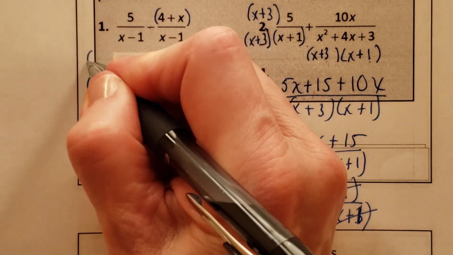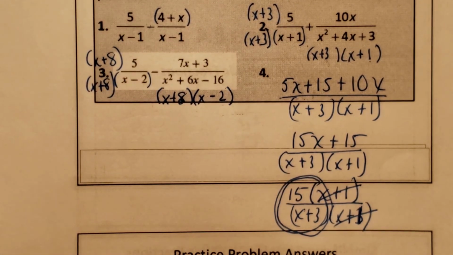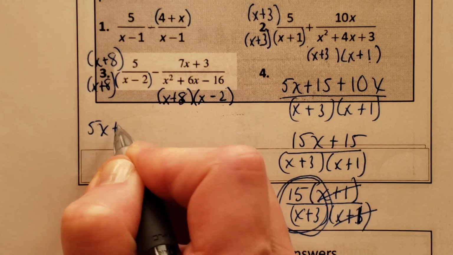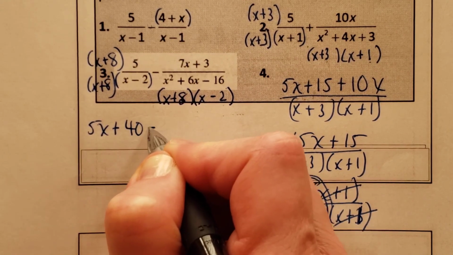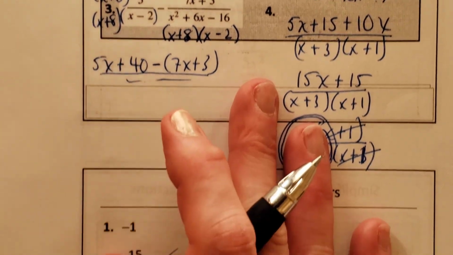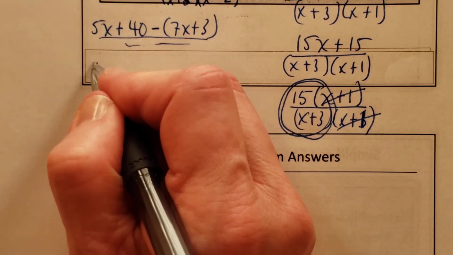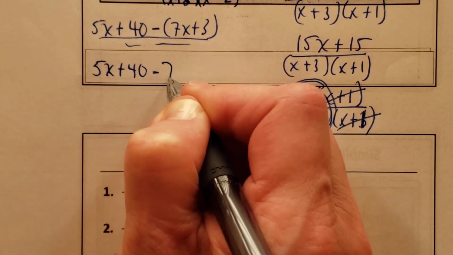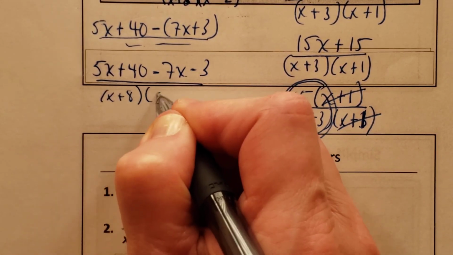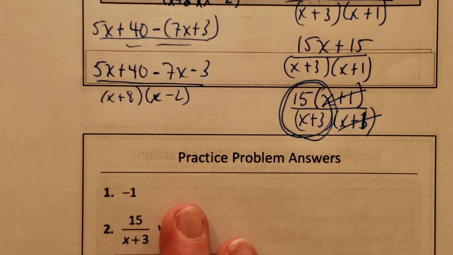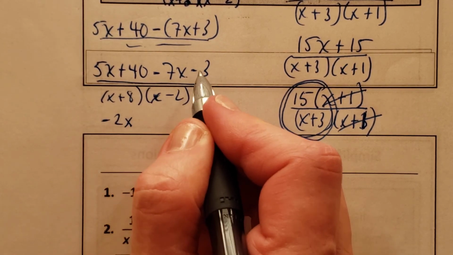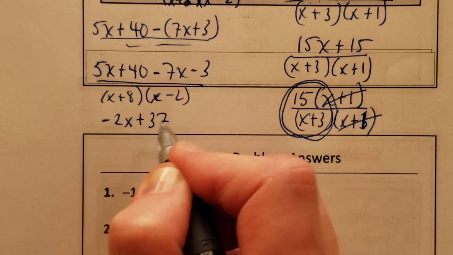I've got to multiply the top by whatever I multiply the bottom by. And now I'm going to distribute. So 5 times x is 5x plus 5 times 8 is 40 minus 7x plus 3 over the denominator. You already know what that is. So now I'm going to distribute. I have 5x plus 40 minus 7x minus 3 over x plus 8, x minus 2. Now I'm going to combine like terms. 5x minus 7x is negative 2x. 40 minus 3 is positive 37.